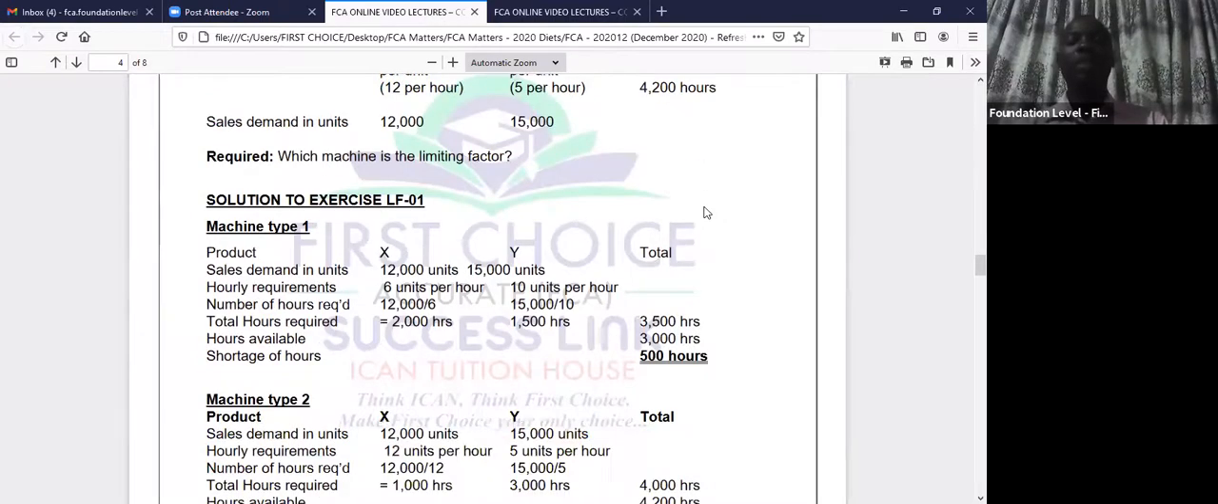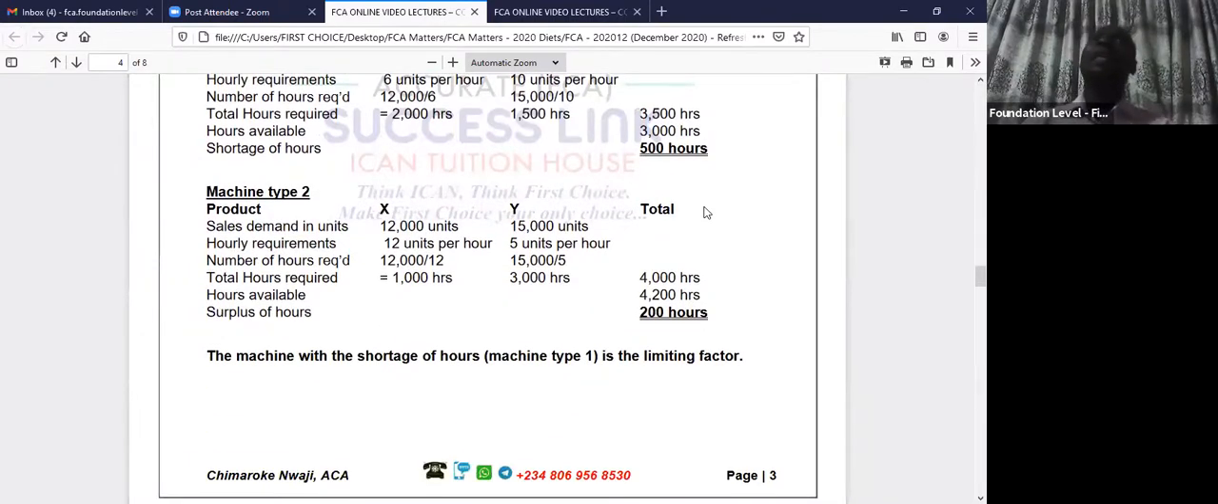4,200. So it means the machine is saying, I can work for 4,002. But you are now saying, for my product, I just need only 4,000 hours. The extra 2 hours is surplus for you. So that means machine type 2 is not the limiting factor. Machine type 1 is the limiting factor. Now you see how you can identify the limiting factor when you are not told directly what the limiting factor is.